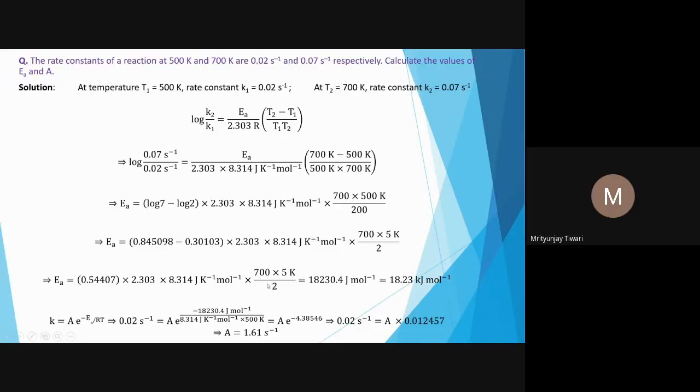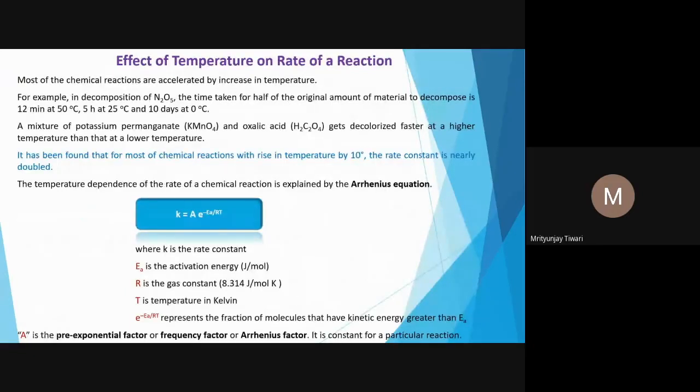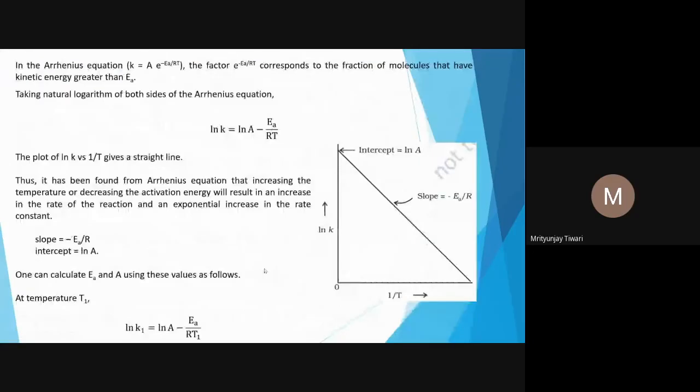So further simplification, and after overall solving all this, doing all the numerical calculations, what we get is 18,230.4 joule per mole. So Kelvin and Kelvin we will cancel. So what will be the unit? Joule per mole, and this is the unit of activation energy as shown earlier. We usually obtain it in joule per mole.